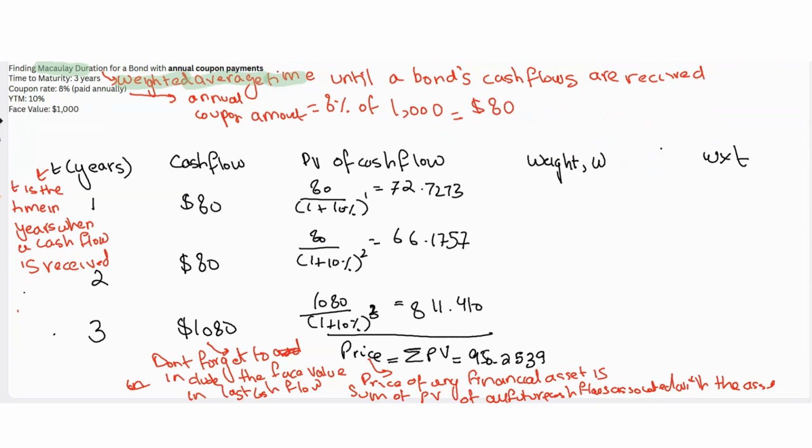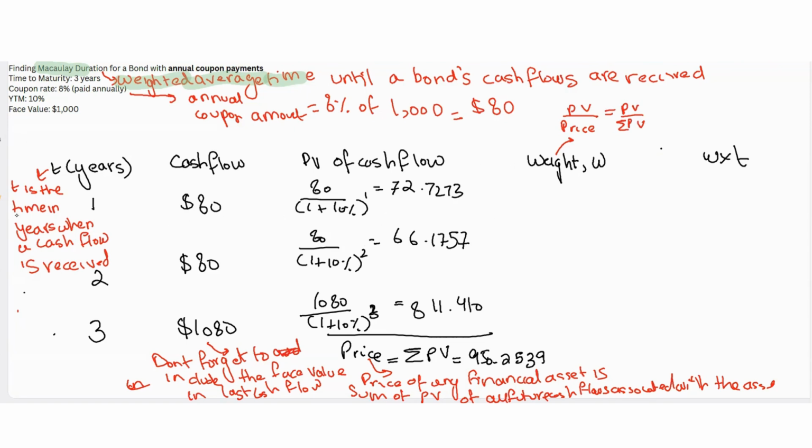Now let's find the weights. How do we find the weights? Like we said, Macaulay duration is a weighted average time, where the weight assigned to each cash flow is the present value of the cash flow divided by the price of the bond, because the price of the bond is just the sum of the present value of all cash flows associated with the bond.